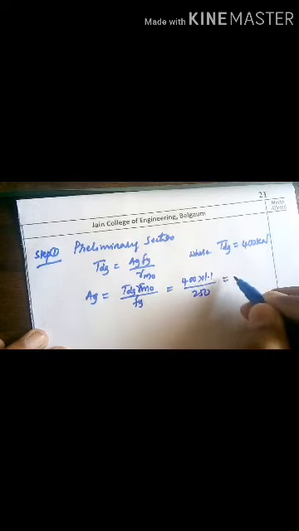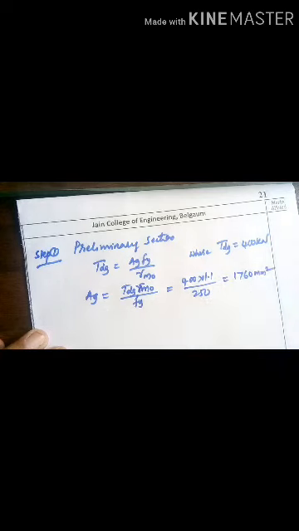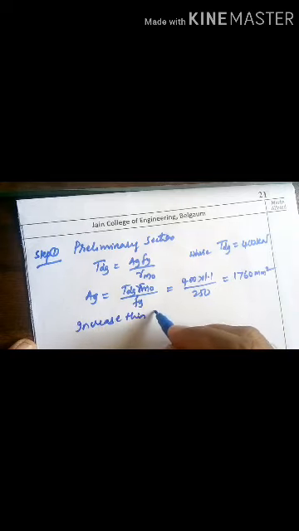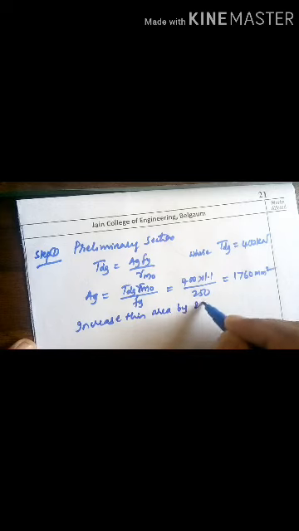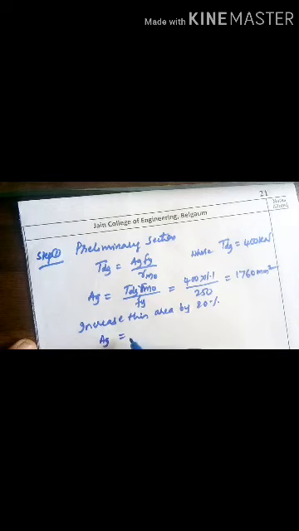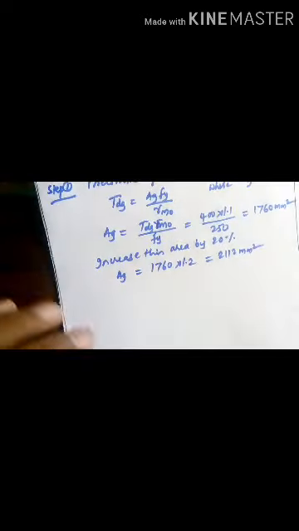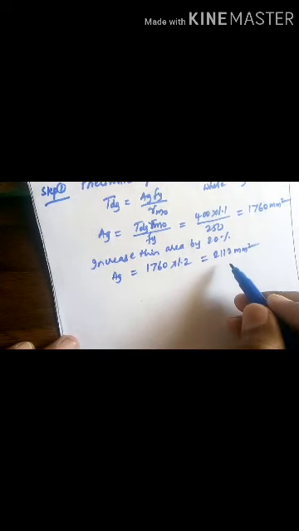You will get 1760 millimeters square. Then whatever area you get here, you increase this area by 20%. After increasing the area by 20%, 1760 into 20% increase, you will get 2112 millimeters square.